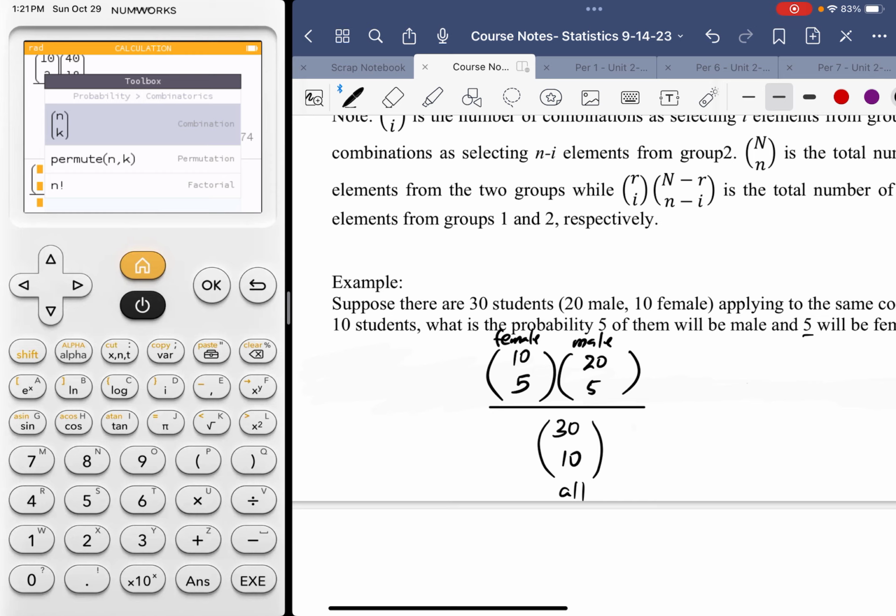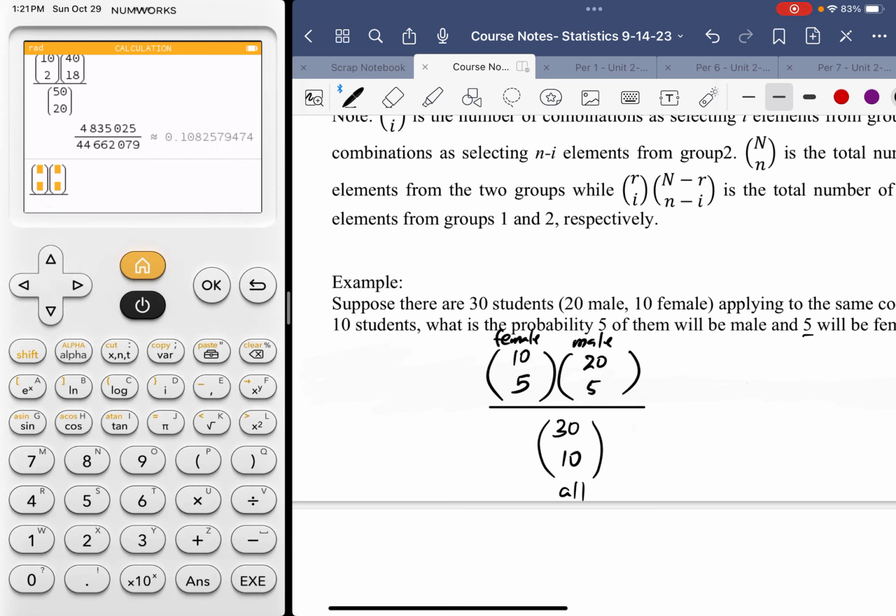Get all the ingredients in. Ten, 5, 20, oops, wrong button. 25 and 30, 10.